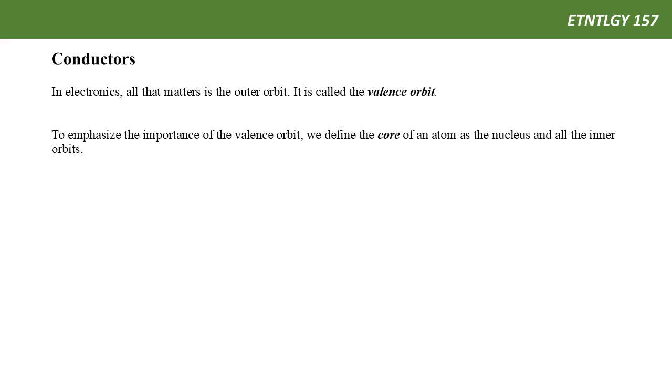Let's begin with the valence orbit. That's the most important thing that we can use to distinguish the three categories of materials. To emphasize the importance of the valence orbit, we define the core of an atom as the nucleus and all the inner orbits. Let's take a look at this figure.